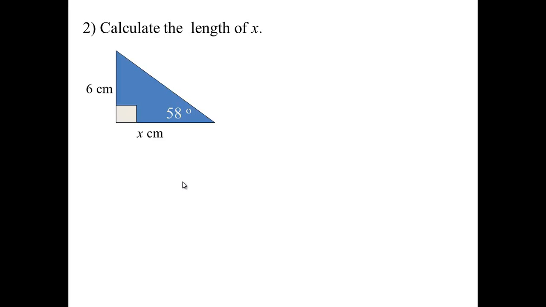In this question, the two marked sides are 6 cm and x centimeter. With respect to 58 degrees, 6 cm is the opposite length and x centimeter is the adjacent length.